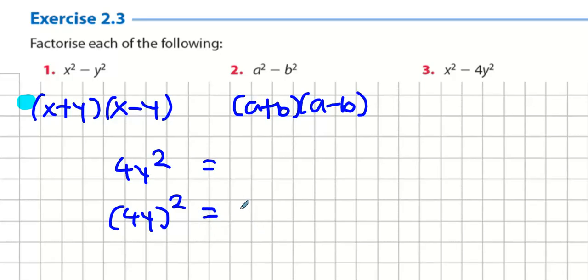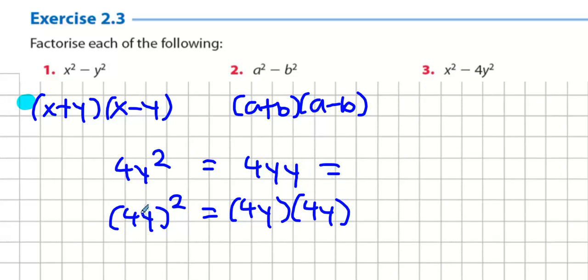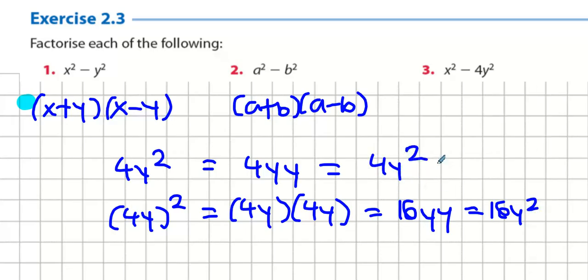Perfect. So on the bottom one, it's 4y multiplied by another 4y, while in the top one, it's just 4y. See on the bottom one, because there's a bracket, the square works on the 4 and the y. But on the other one, the square just works on the y. So they're two different answers, even though they look very similar. One answer is 16yy or 16y squared, while the other one is simply 4y squared. Is that okay with you guys?